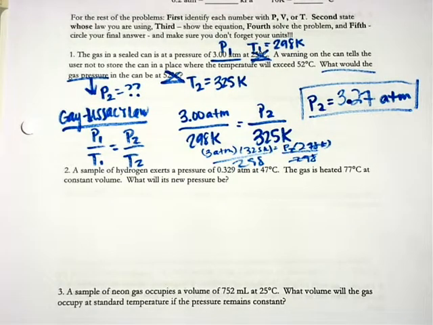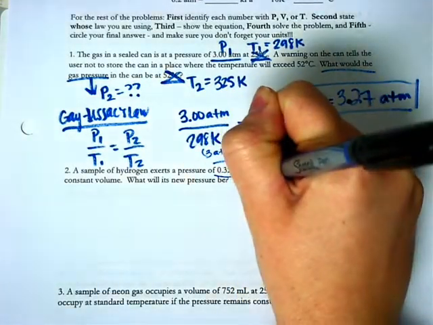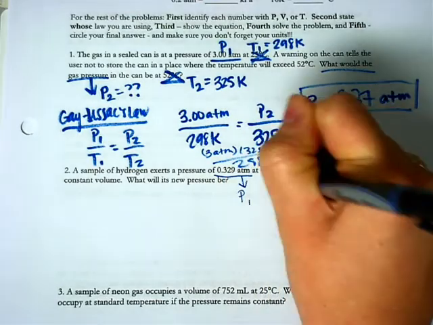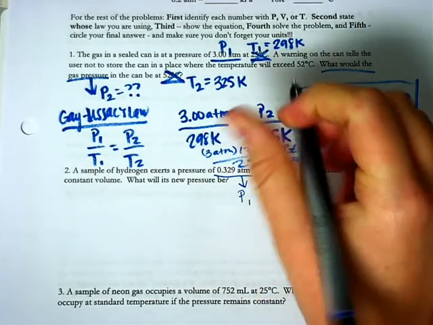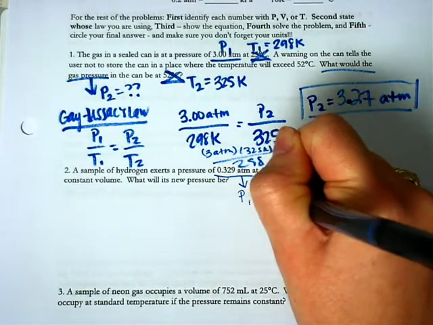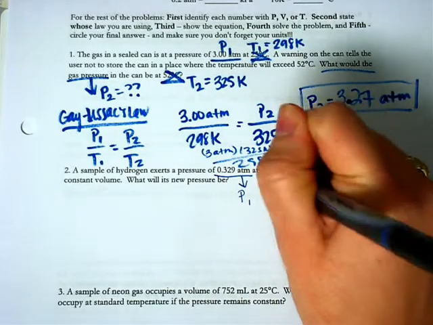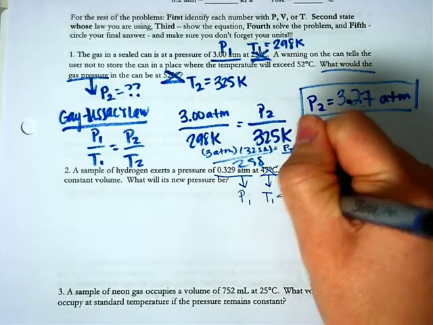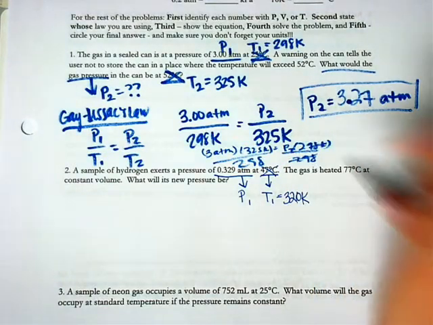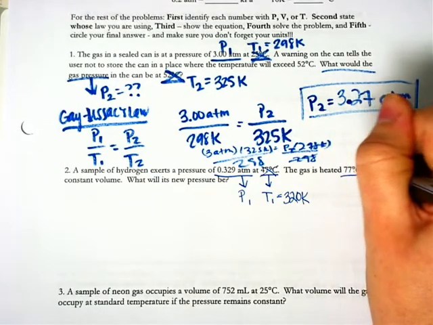So, a sample of hydrogen exerts a pressure of 0.39 atmospheres. And what did you label this as? P1 at 47 degrees Celsius. So what do we label this as? T1. What else did we do? We change it to Kelvin. So what do we get? 320 Kelvin.